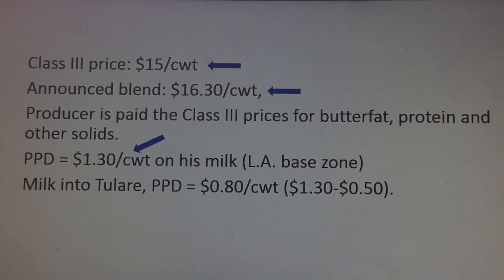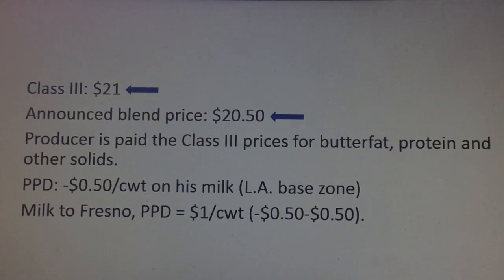The counter example, if Class 3 is higher than other classes, is when it yields a negative PPD, like we're currently seeing. So if Class 3 was 21 and the blend average 20.50, the producers would be paid Class 3, but because it's above the value available in the pool, there would be a 50 cents per hundredweight deduction on his milk. Again, that's for a producer in Southern California. If you looked at a producer shipping milk into Fresno, the PPD deduction would be $1 per hundredweight. So we take that negative 50 cents and we take another 50 cents per hundredweight. Overall, the ending point gets the total value in the pool. It's just a different way of calculating it.